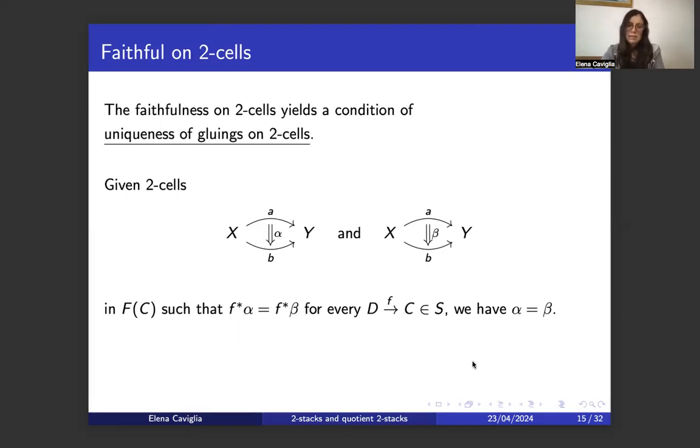So if we look at these first two conditions that we find and we put them together, this is saying that the two stack is a sheaf on two cells. And this is a condition that we might expect to find because, okay, a sheaf is a sheaf on objects. Then when we move one dimension higher, we get a stack, which is a sheaf on morphisms. And then here we are moving one dimension higher, and so we expect to get a sheaf on two cells. And this is exactly what we get. So we are happy with this condition.